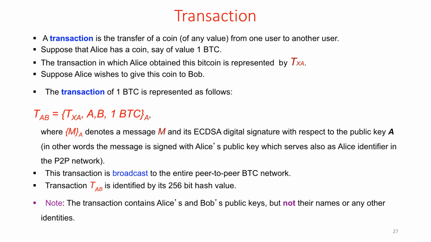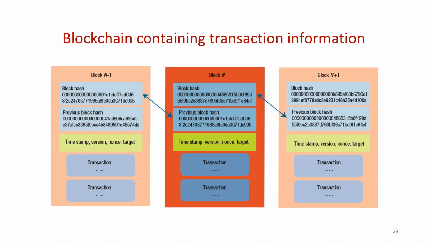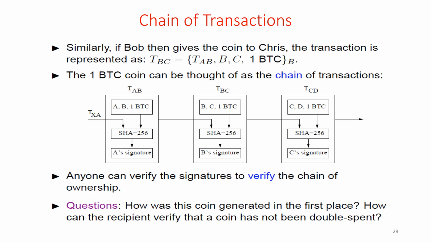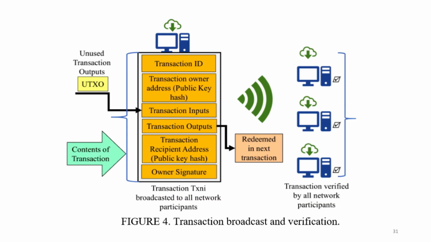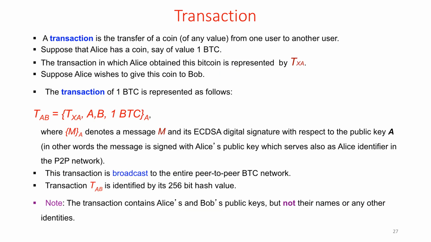So what is a transaction? How does it work? Let's say that Alice has a coin, 1 Bitcoin, and Alice obtained this Bitcoin from somewhere else, from Satoshi Nakamoto. The transaction is how Alice got this coin, by paying at the exchange or otherwise. So this transaction is how Alice obtained this coin.